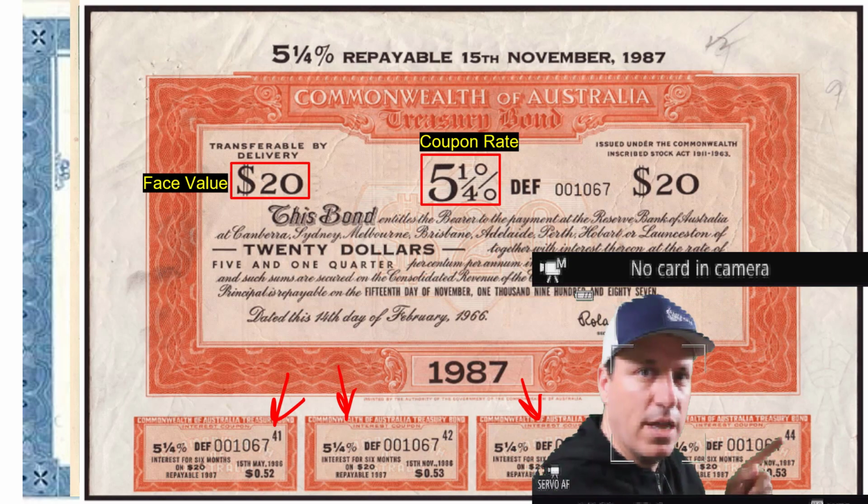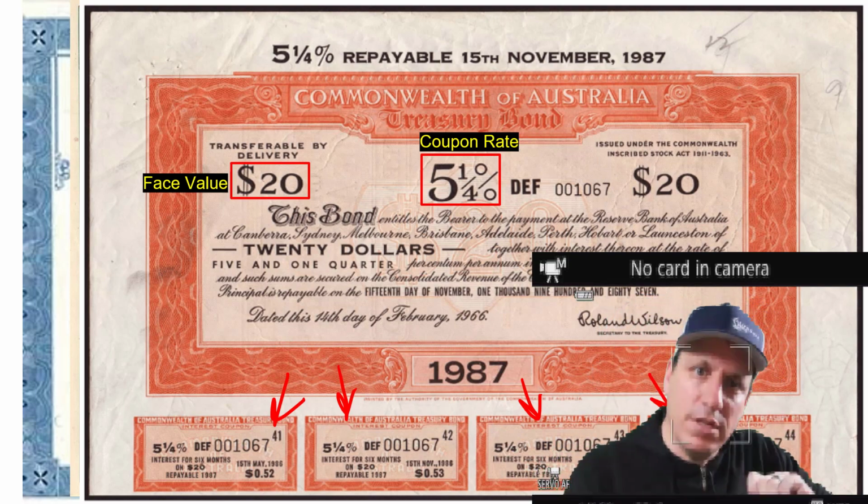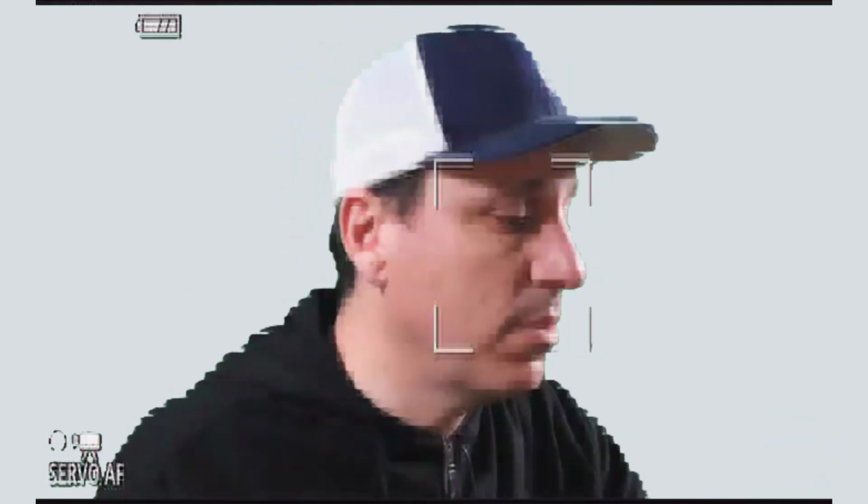These little payments at the bottom, these coupons, are things you cut out and then send in and then you get the money back. You don't do that now because we're in this digital age, but that's what you used to do back in the day, back when there was this thing called paper. We talked about this in the last video.